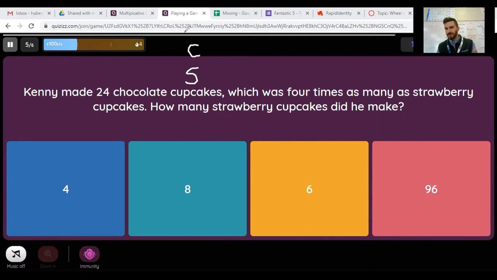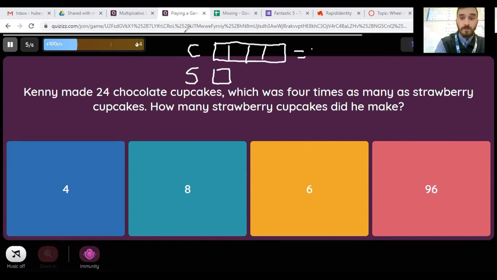It doesn't work that way. It doesn't make sense. So we know that chocolate cupcakes are going to get the 4 boxes, and strawberry is going to automatically get 1. The only other piece of information that it gave me was that there are 24 chocolate cupcakes. That doesn't mean that I put 24 in each box, but that does mean that this picture is going to be equal to 24.